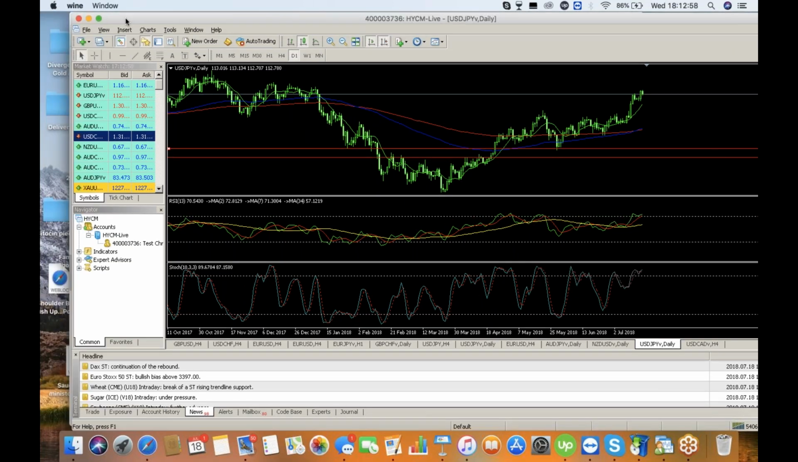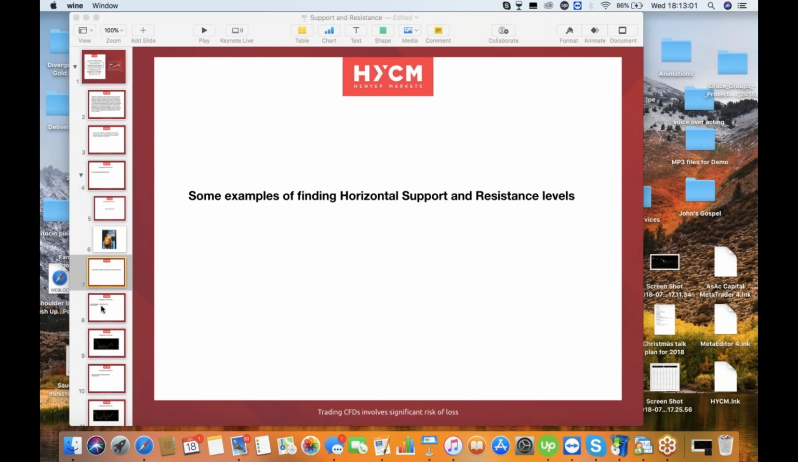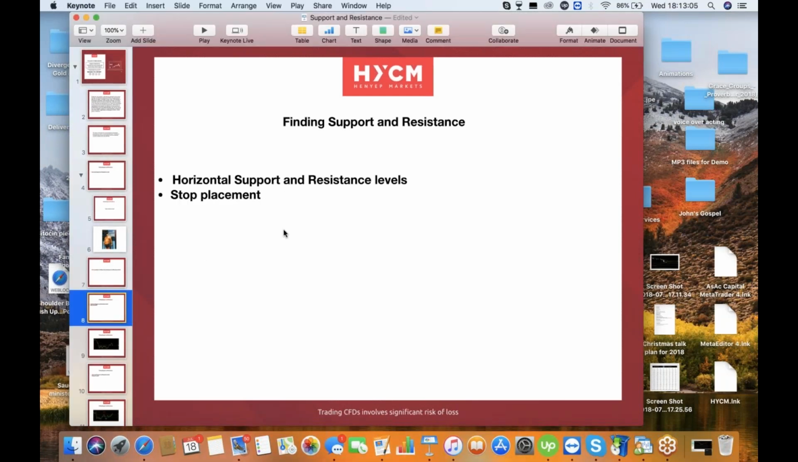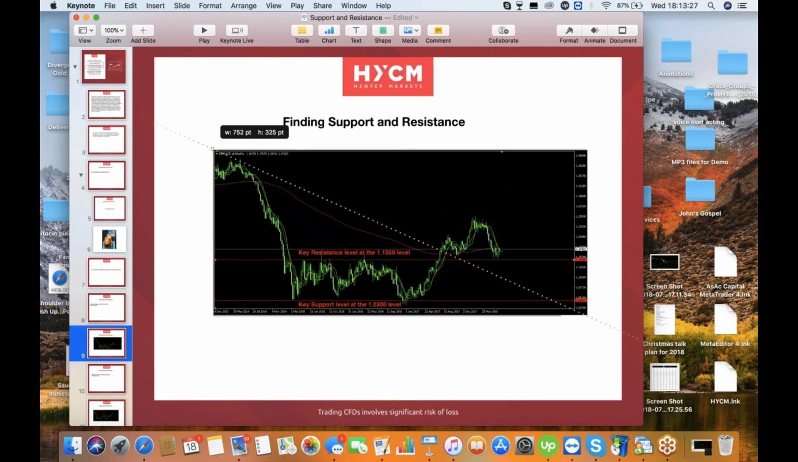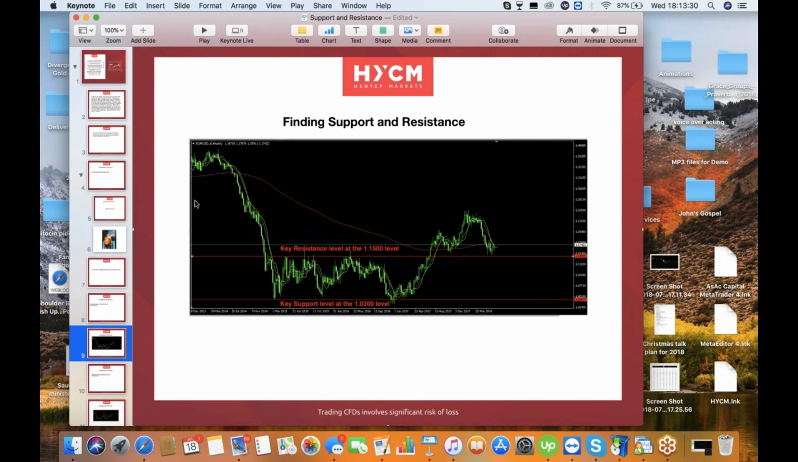Let's go back now, and we'll have a look at support and resistance, and we're going to look at it in particular to see how to place our stops. Here's a very obvious example. This is a screenshot of the Euro US dollar weekly chart, something I took off my terminal, and you can see here there was a very key support level.